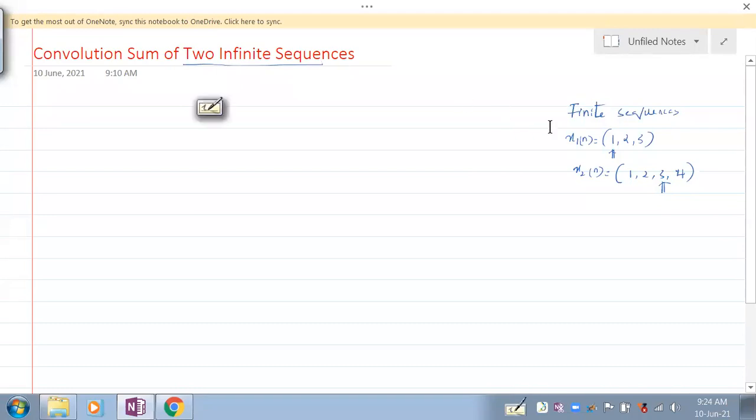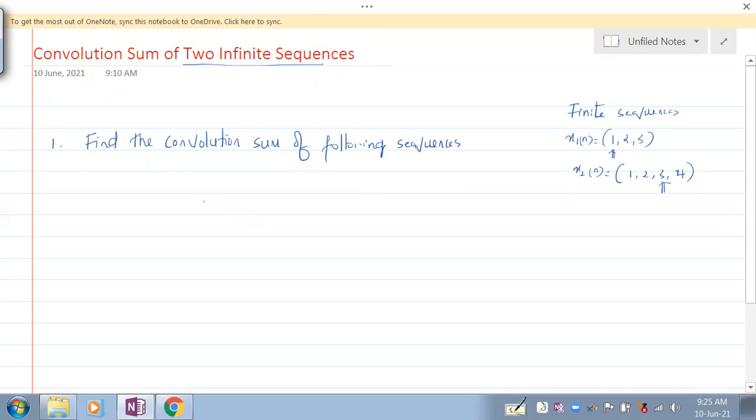This is two finite sequences. So we'll be seeing two infinite sequences now. Understand? So the problem statement is again the same. Find the convolution sum of the following sequences. So which are those sequences?